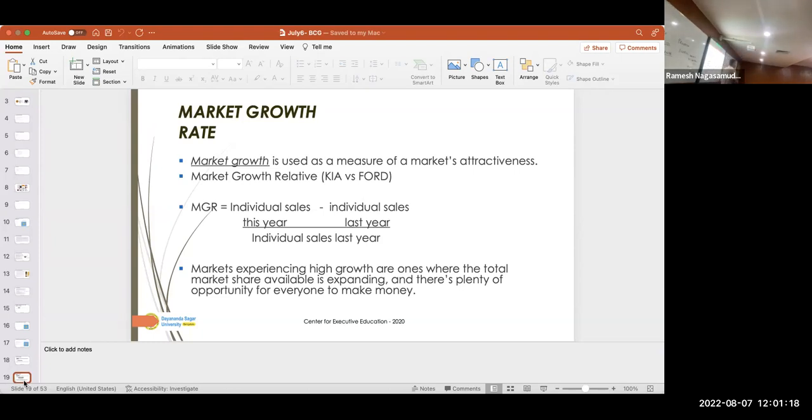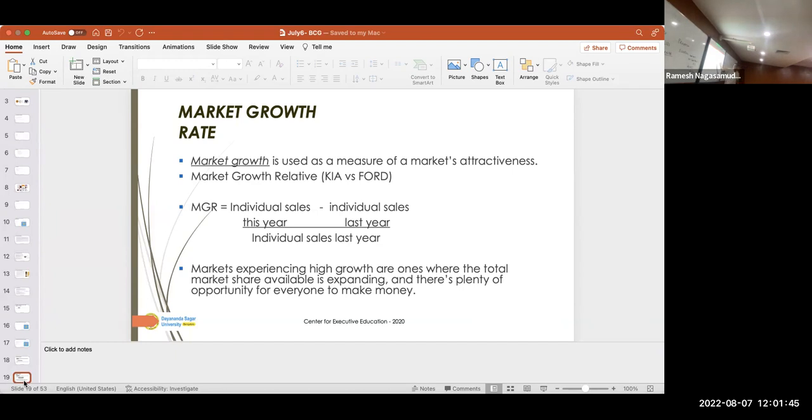What is market growth? How much is a market growing every year? Let's talk about the year 2020, not 2021. How was the automotive market in 2020? Bad. Yeah, down. So the market growth is down. The market is not growing.